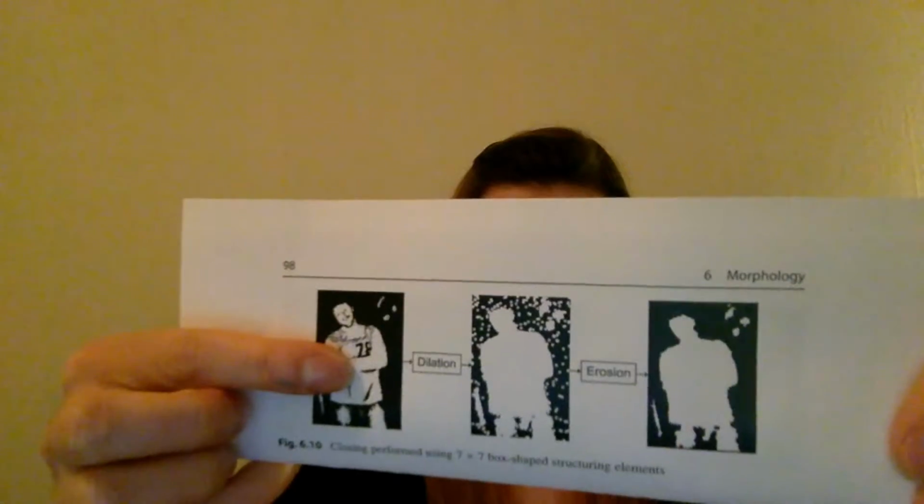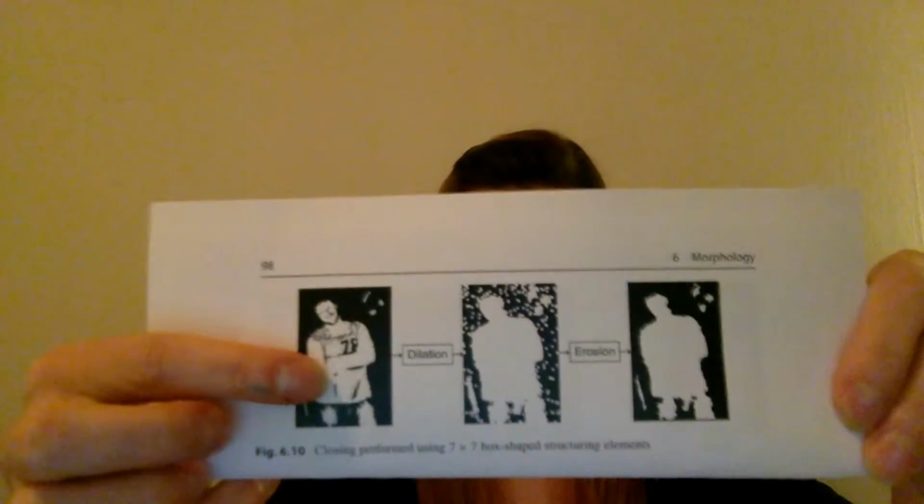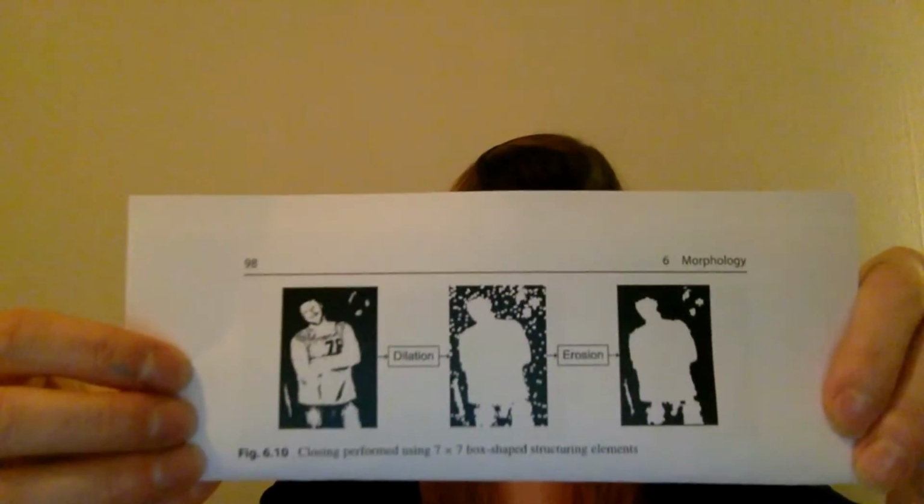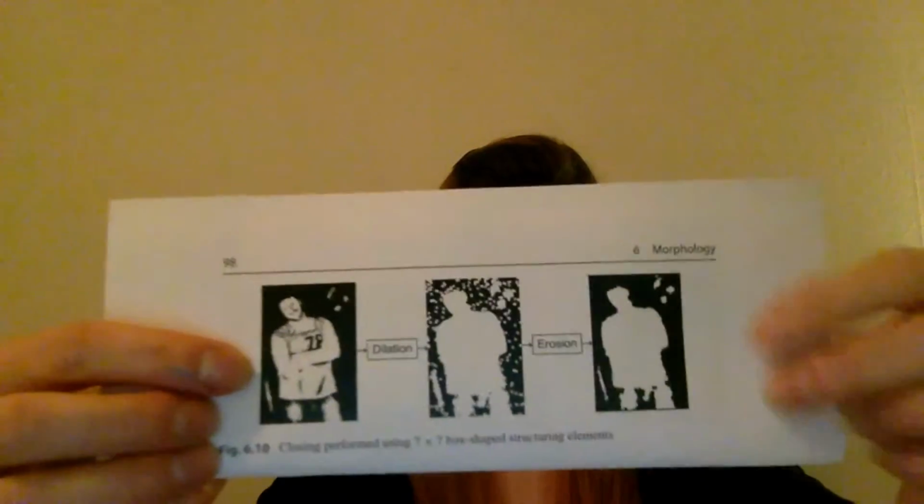This is our input image. We apply dilation, so we expand all the bright spots on the image, and then we use erosion. And this is the resulting image.